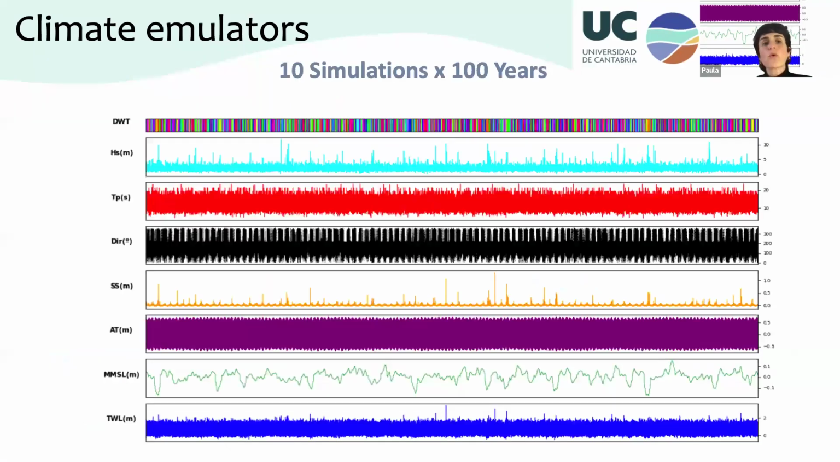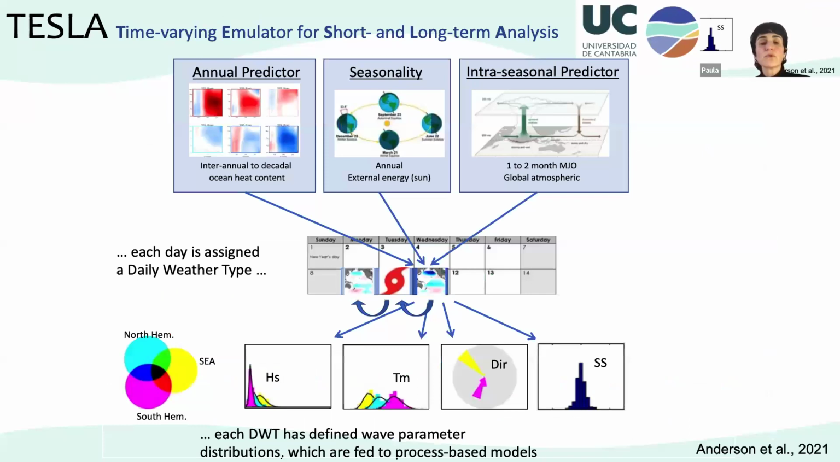So once we have established this statistical relation, we are able to simulate daily weather types, and then within each daily weather type, what could be the waves and the storm surge that could happen for that weather type. And we can do it in an even more complex way. And this is what the TESLA emulator does.